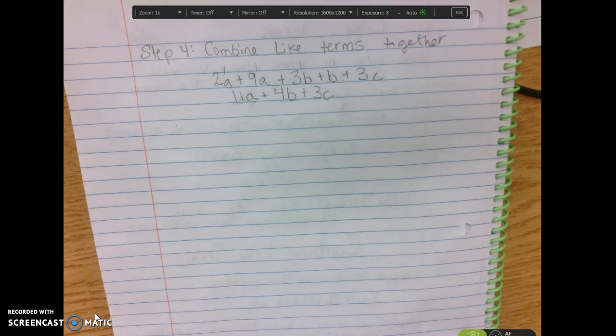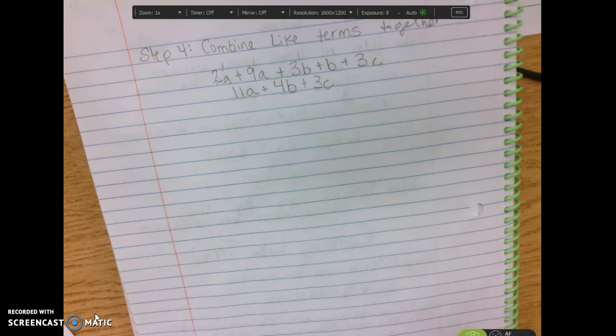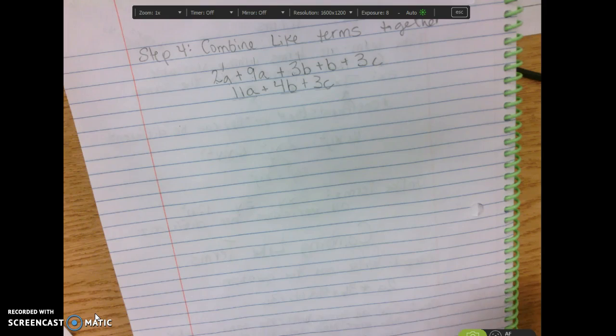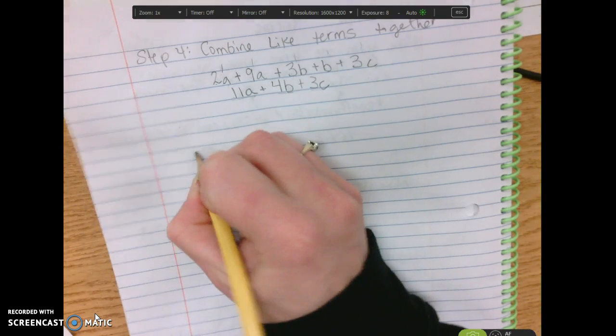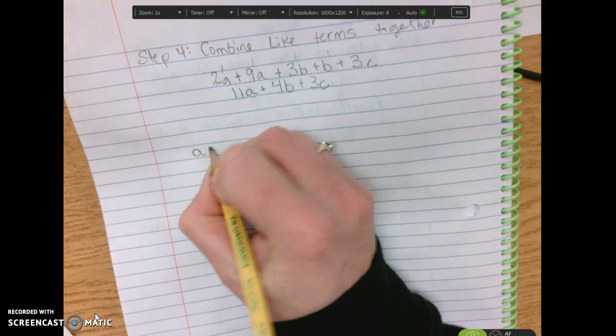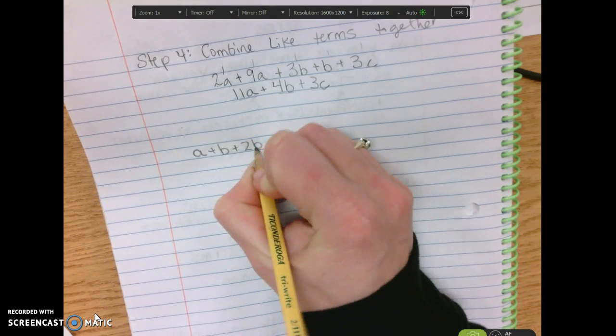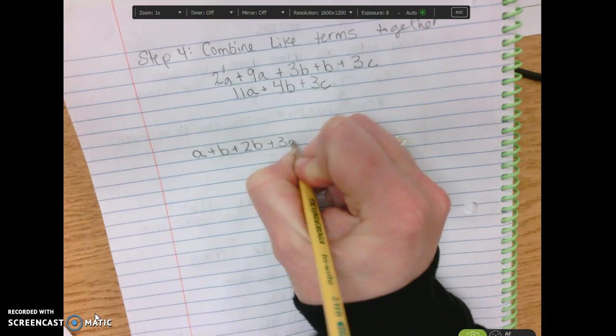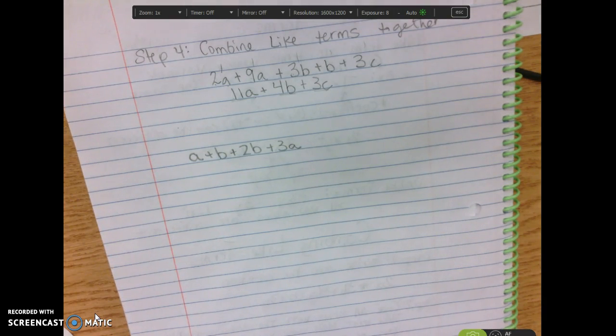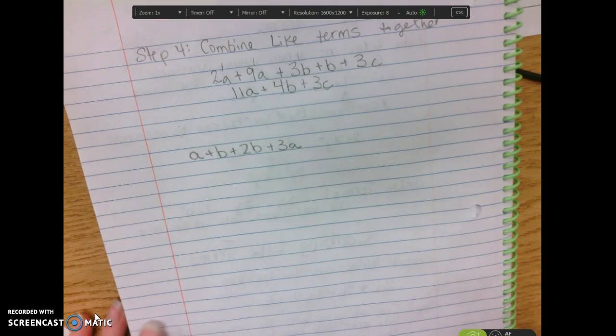Okay, now we are ready to show how we combine like terms and do a couple of practices. So remember that step one is to write the problem. So if our problem is A plus B plus 2B plus 3A, we have our problem written.